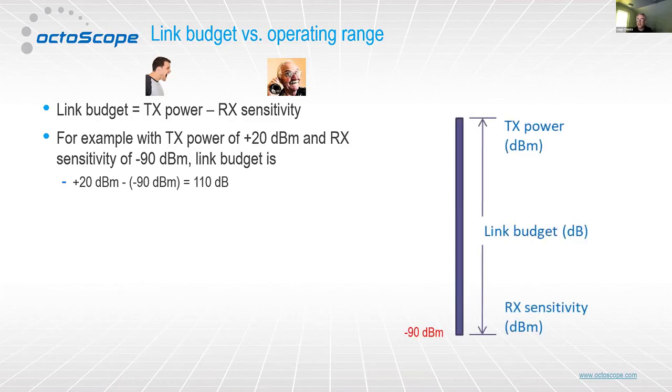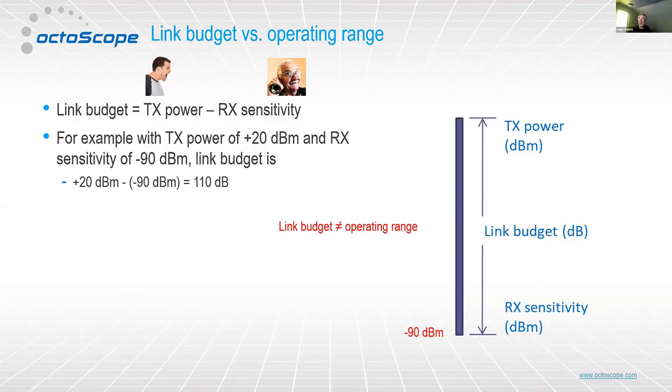A picture like this is a very good way of thinking about a link budget. So again, we start off at the top here with transmit power, and then we have the full link budget going all the way down to the bottom, which is our negative 90 dBm. That's the minimum possible signal that we can receive and still make any sense of it. Anything below that, we can't hear it. So that's the full link budget.